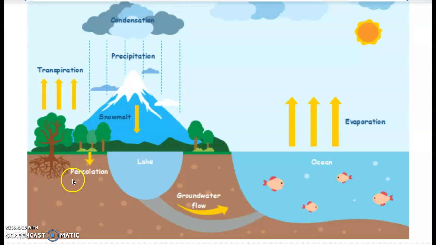So you may see the percolation, you may see infiltration. Those words right there can be interchangeable. So just know that those mean the same thing depending on which picture you may see. And here you see the transpiration, the precipitation. When the snow melts, it runs down and goes into a body of water or is percolated into the ground.